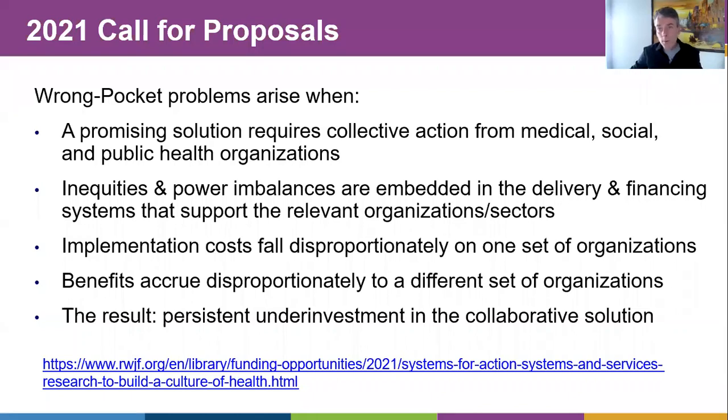In particular, with this call for proposals, we are focusing on a specific problem that's very common among efforts that are launched to try to better align medical, social, and public health services and systems, and that is the wrong pocket problem that is described in the call, and that I know many colleagues who work in the space of multi-sector systems alignment commonly face. The wrong pocket problem, in a nutshell, arises when you have organizations that are attempting to work together to implement a collective action solution that would help to align medical, social, and public health services.